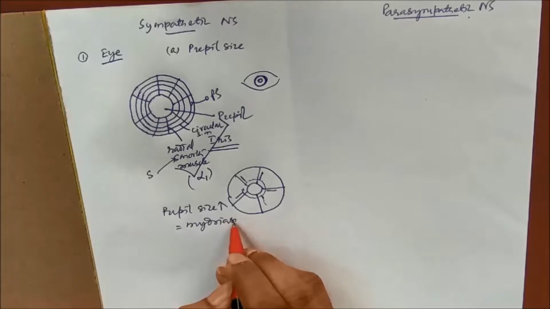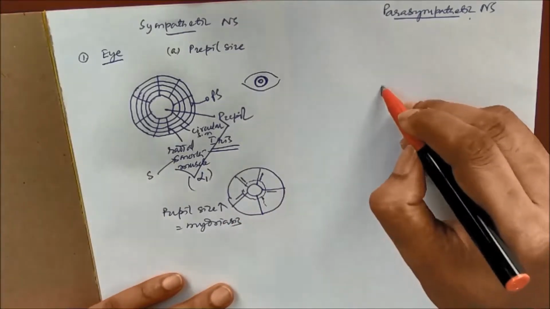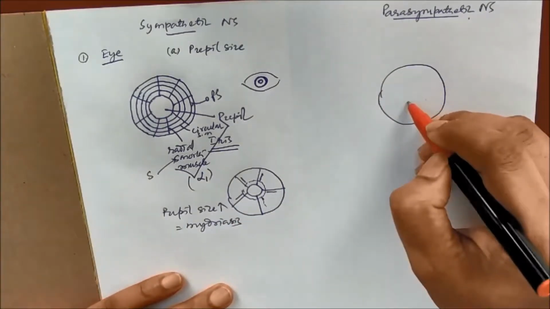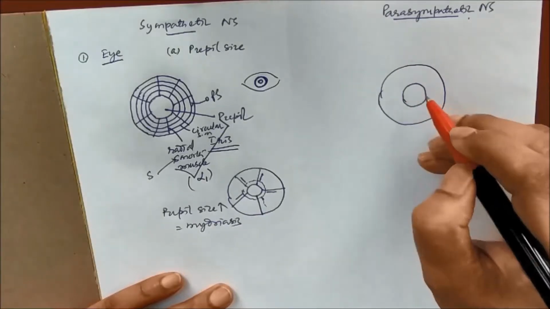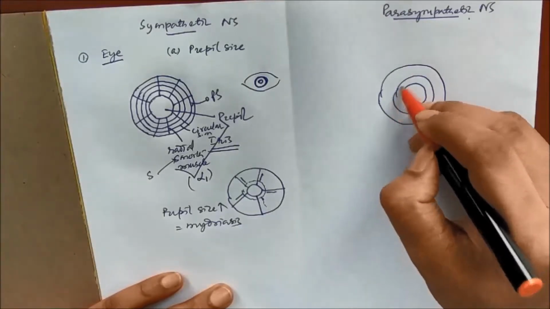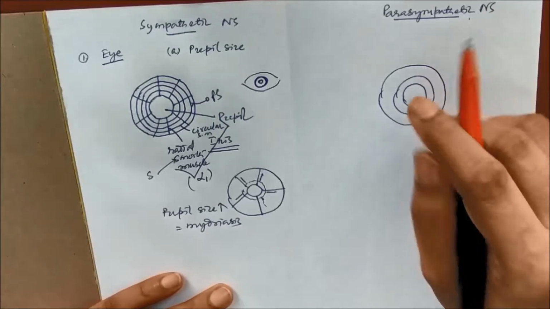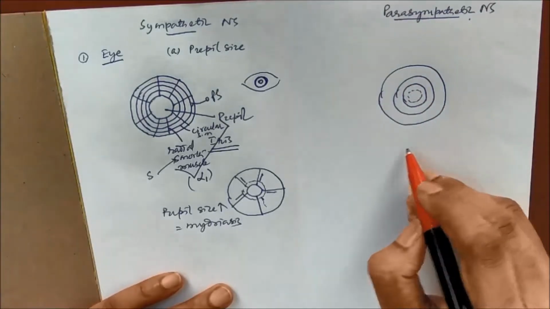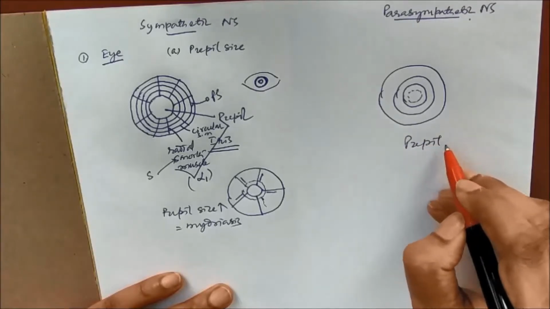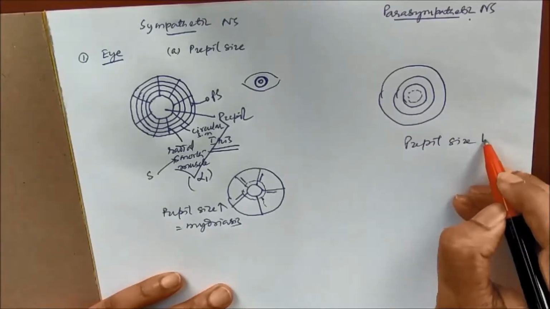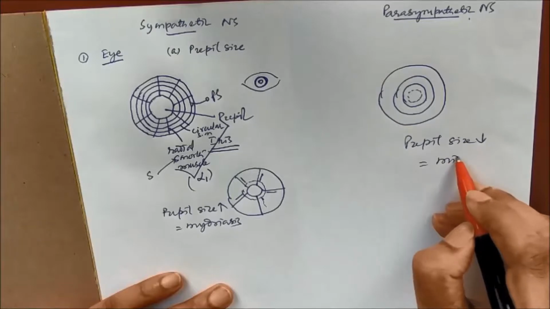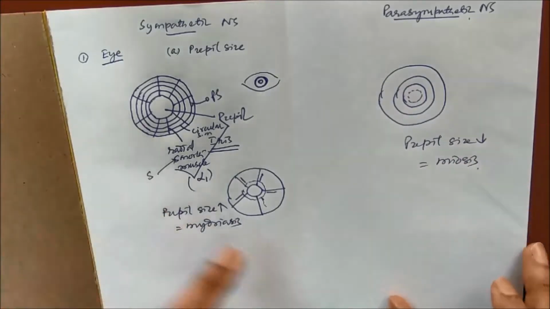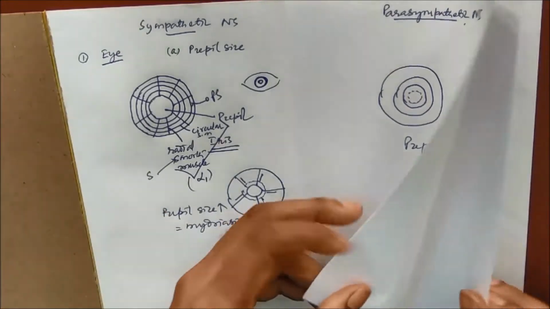The sympathetic nervous system causes mydriasis, whereas in the case of the parasympathetic nervous system, the circular smooth muscles contract like this, and because of that the pupil size will decrease, and that condition is called meiosis. So sympathetic causes mydriasis, parasympathetic causes meiosis.